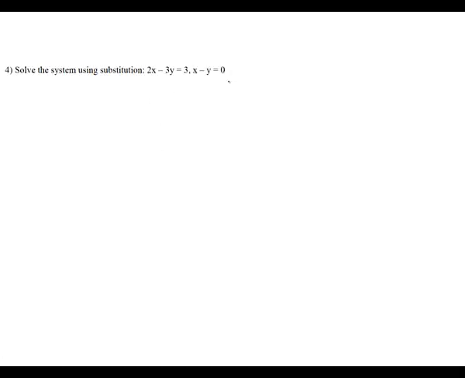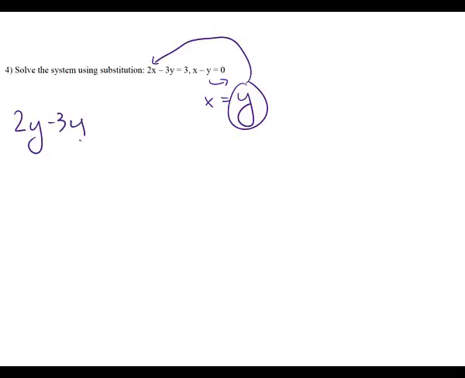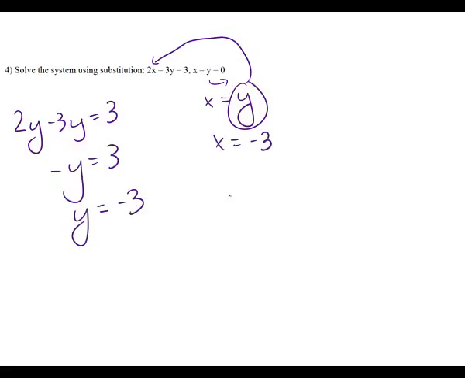All right, we got to use substitution. So do we want to solve for x or for y? X. Okay, so I'm going to move the y to the other side. How do we do that? Add it. Okay, so every time I see an x, I'm going to plug in a y. So I've got 2y minus 3y equals 3. What's 2y minus 3y? Negative y, so y ends up equaling negative 3, which means that x ends up equaling -3.